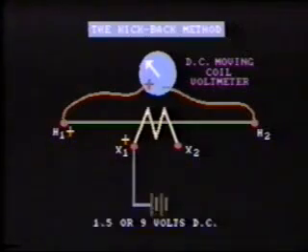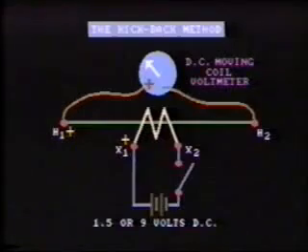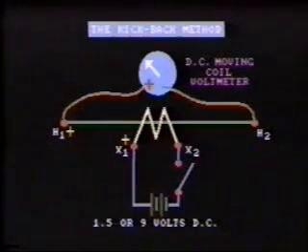The positive terminal of a dry cell battery, typically a 1.5 or 9 volt, is then connected to the secondary terminal marked X1. The negative terminal of the battery is connected to X2 with an open switch in the line. Beware, the current applied in this test must be limited to a very low value. That is why a high resistance dry cell is recommended to prevent the core from becoming magnetized.